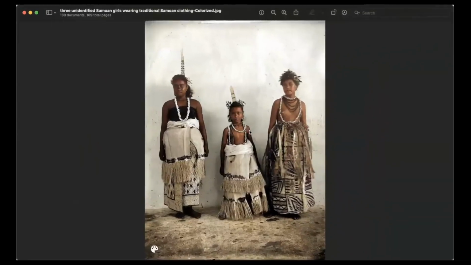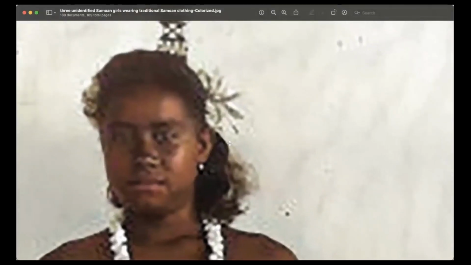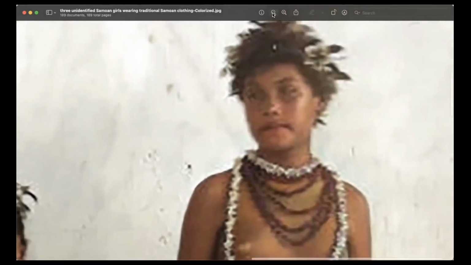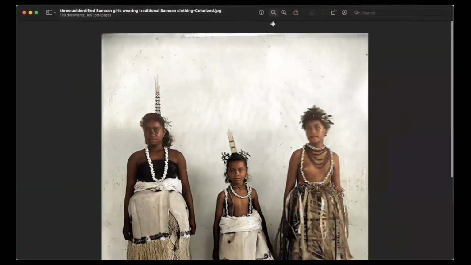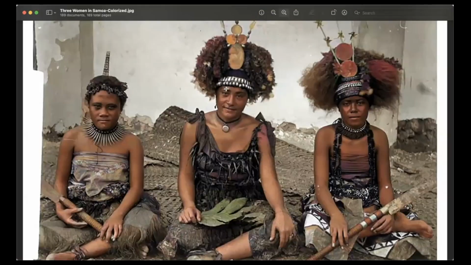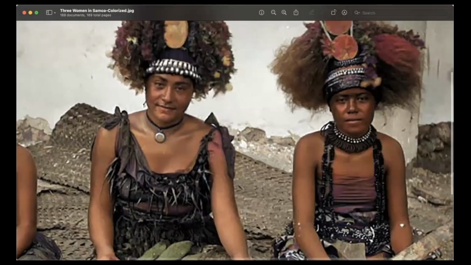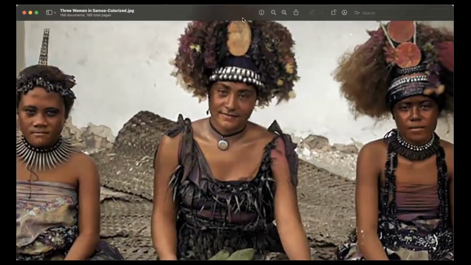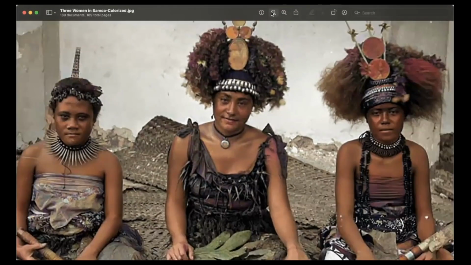We have three unidentified Samoan girls wearing traditional Samoan clothing, a bit more zoomed in so you guys can get a good look at some indigenous Samoans. Let me back up again. Some more Samoans, all right? Let me zoom in. All right, so swarthy, so-called Negro, and your so-called Chinos. These are the people they were labeling Chinos.